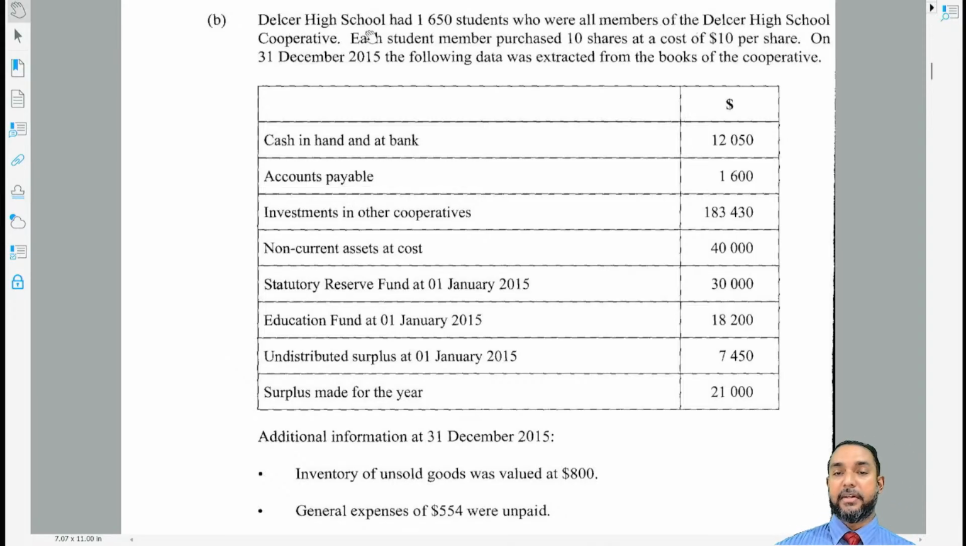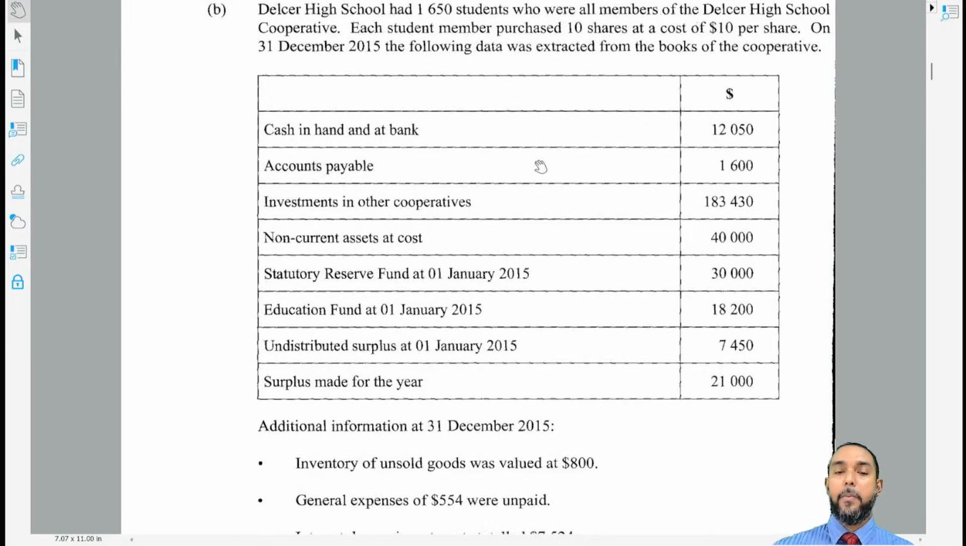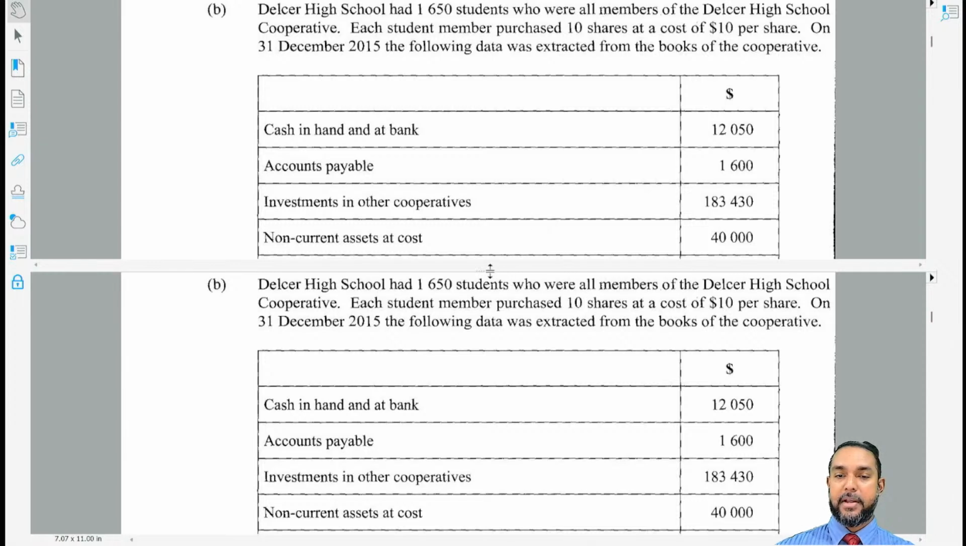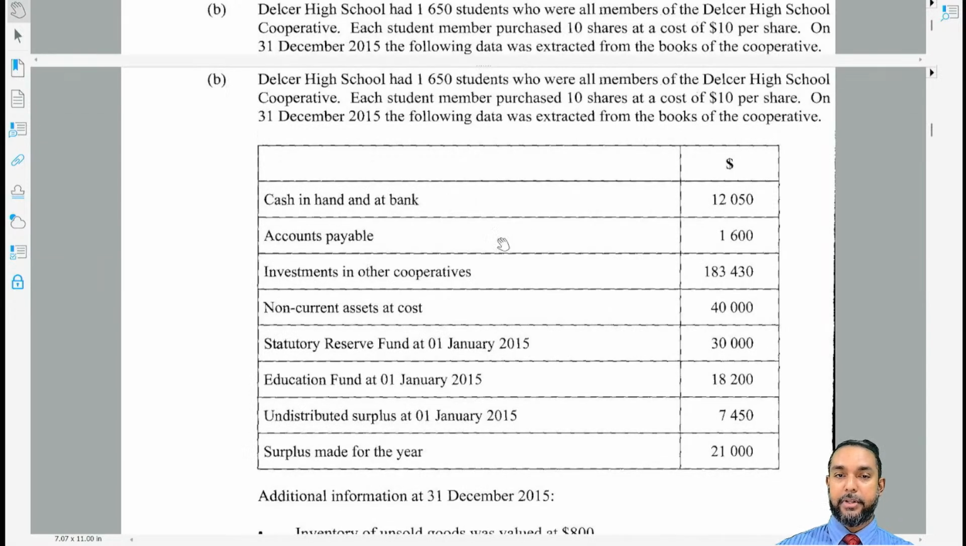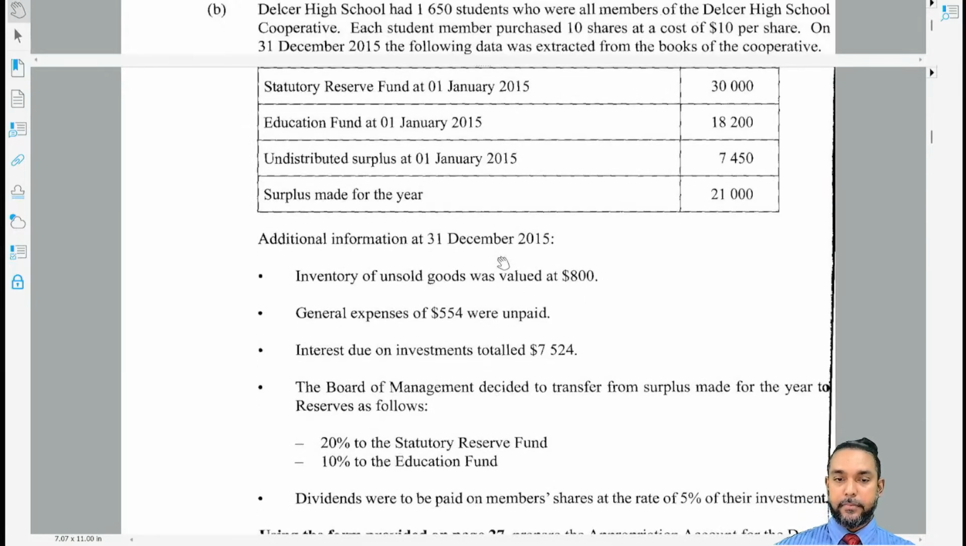In the opening paragraph, Delco has 1650 students who are all members. Each student member purchased 10 shares at a cost of 10 per share. So long story short, each of these 1,650 students contributed $100 towards share capital. So we can work out the share capital, right? Now, the other items that will go in the capital section will include the following. All right, so you see the statutory reserve fund, 1 Jan 2015, education reserve fund, 1 Jan 2015, undistributed surplus, that and surplus for the year, right?